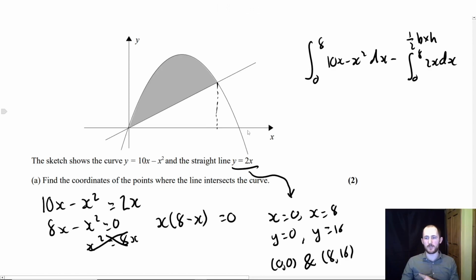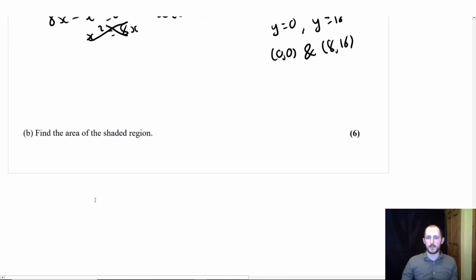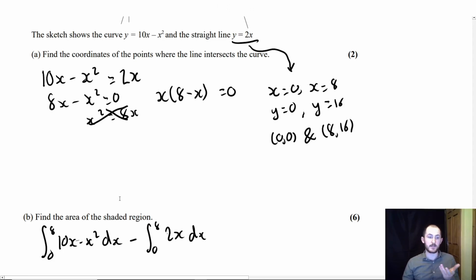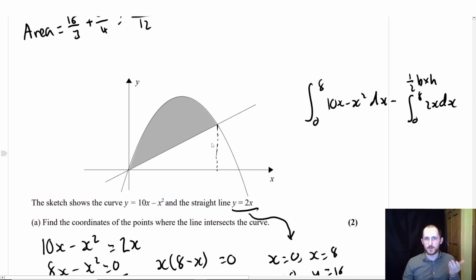So I'm actually going to write it out properly. It should be, and this is just to make it 100,000% accurate, the integral of 10x minus x squared, and again make sure you get this the right way around, minus the integral from 0 to 8 of 2x dx, okay? That is what you should do. You can use the area of a triangle, but keep in mind that it can sometimes be difficult to spot what shape it is and things like that.